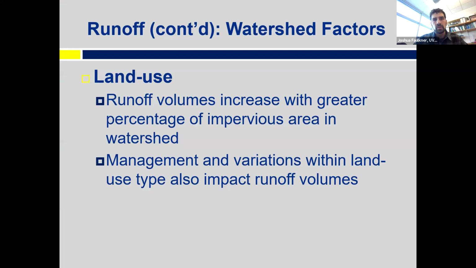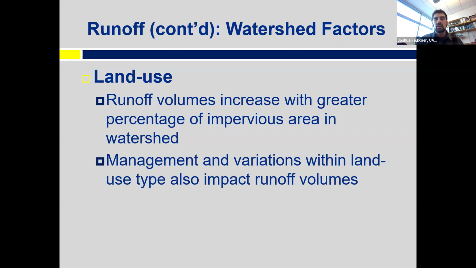Okay, land use effects. In general, on a watershed scale, runoff volumes, as you might expect, increase with greater percentage of impervious area in the watershed. As we urbanize a watershed, we greatly increase the amount of runoff we see from that watershed. As we put concrete in a barnyard or in a farmstead, we greatly increase the amount of runoff we see from that farmstead because it's impervious surface. That's pretty intuitive.